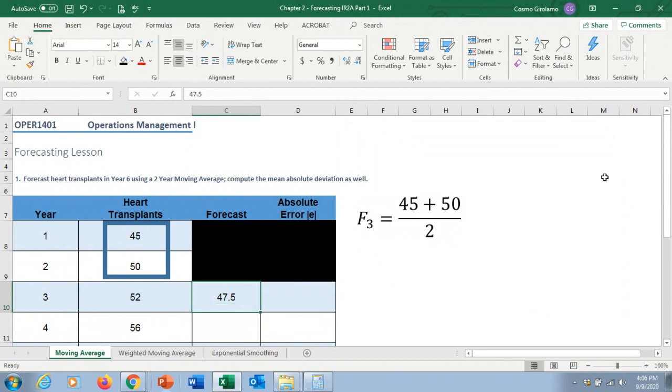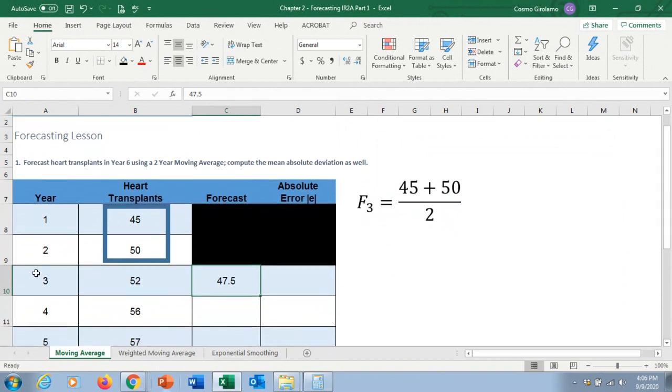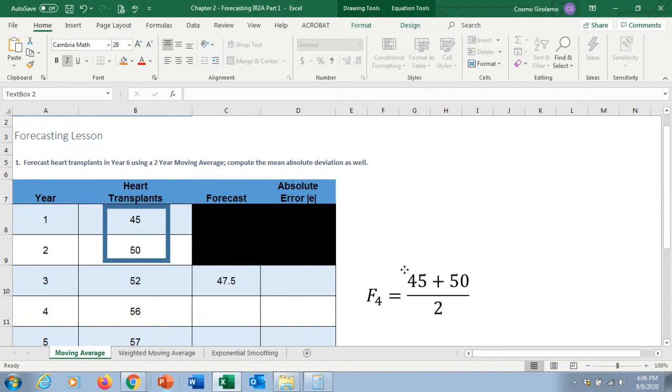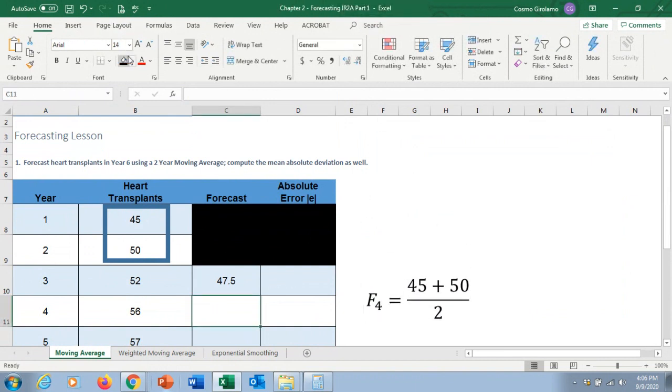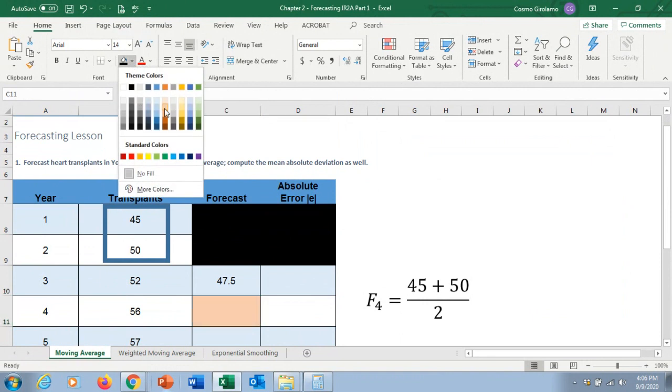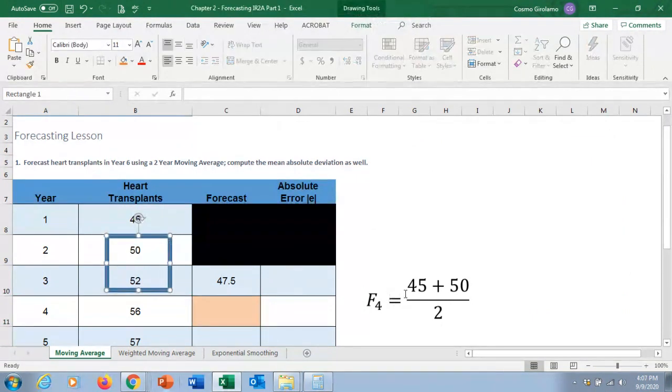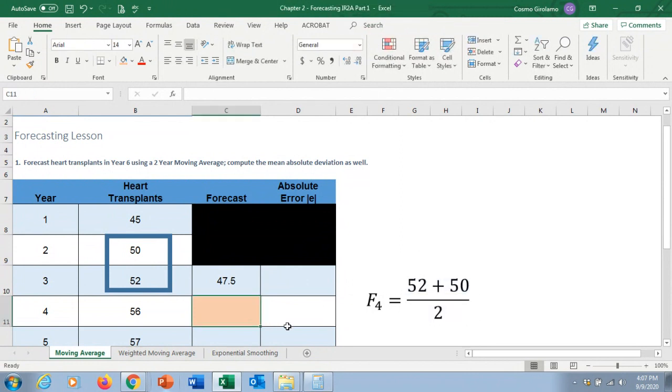And let's continue on here, actually. So now I want to predict what happens in time period 4. So this here is my F4. What happens in time period 4? I need to take the last 2 years, which is time periods 3 and 2. And you'll see it's 50 and 52. So here I would replace the 45 with the 52. So 52 and 50. Divide 52 plus 50 divided by 2, and that equals 51.